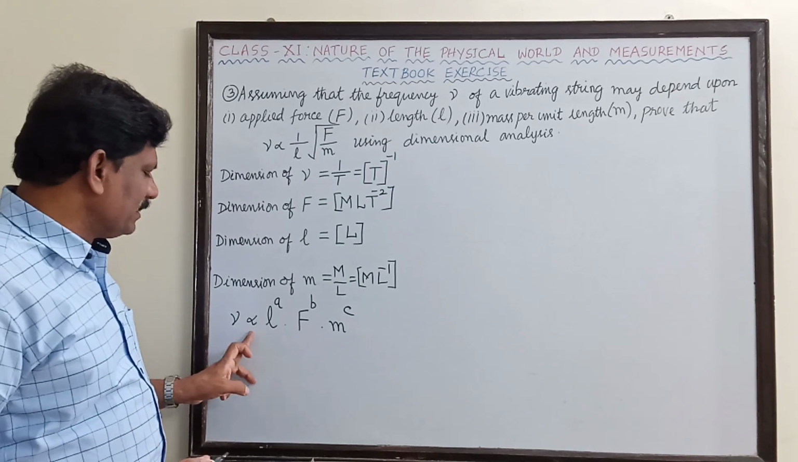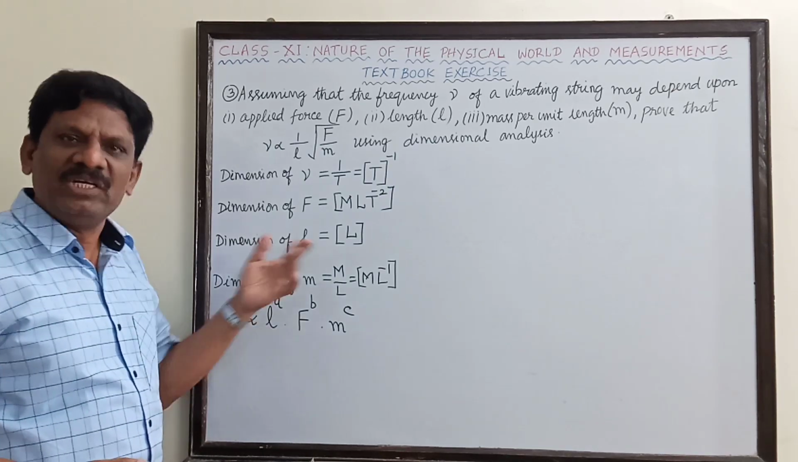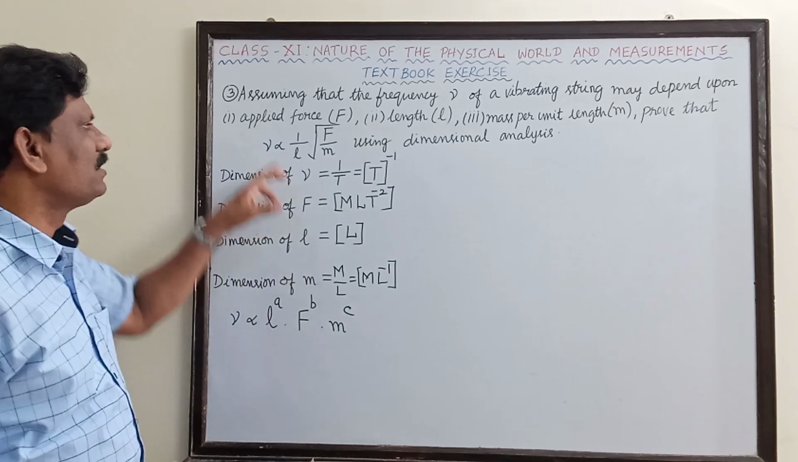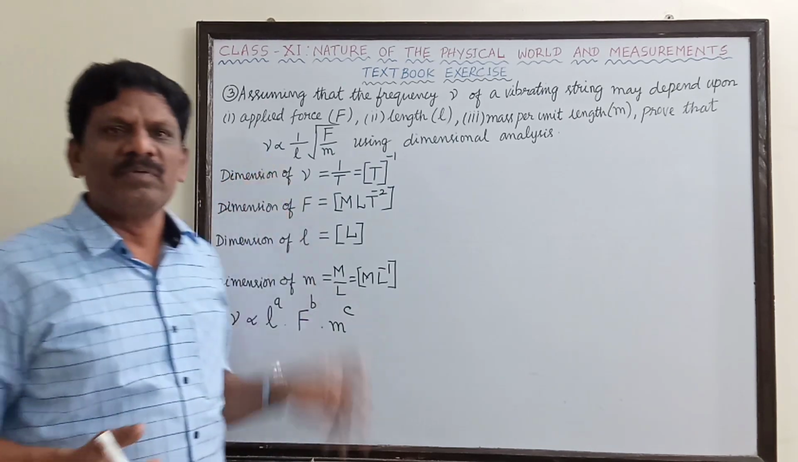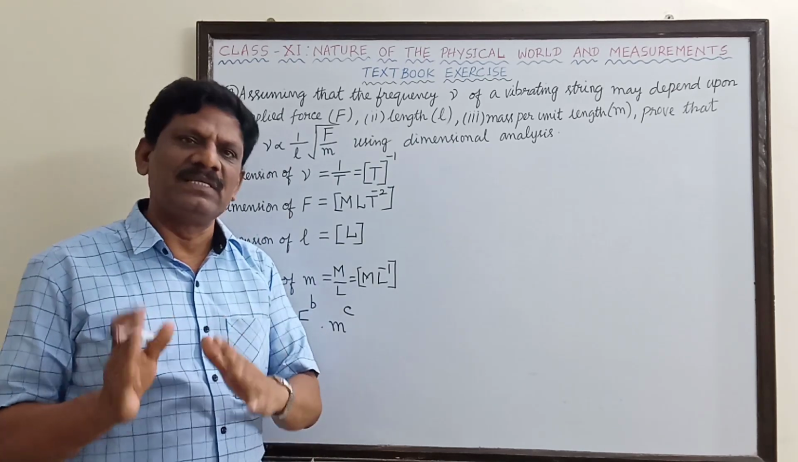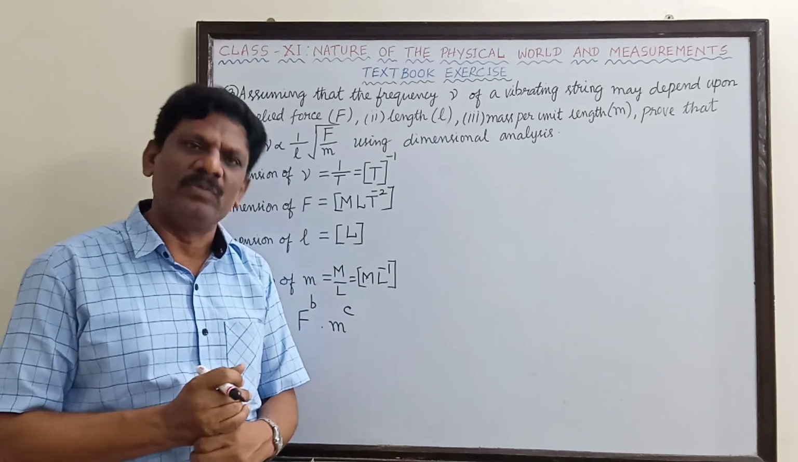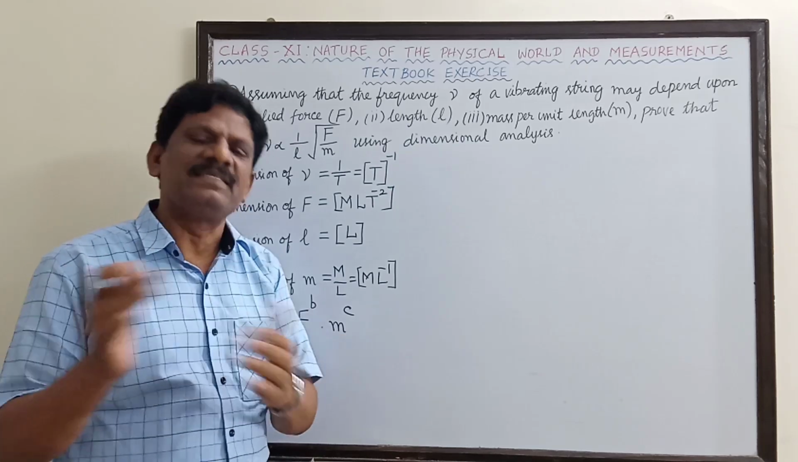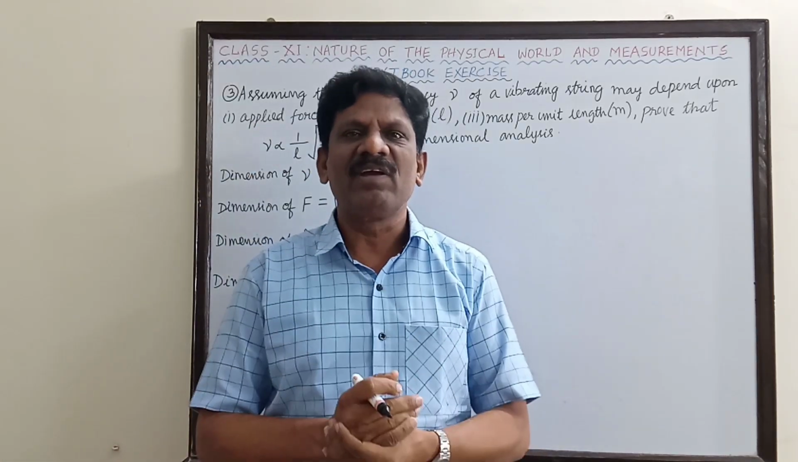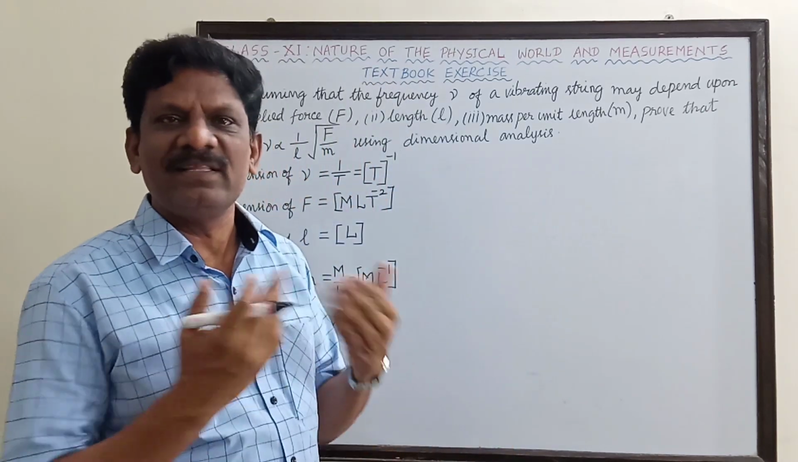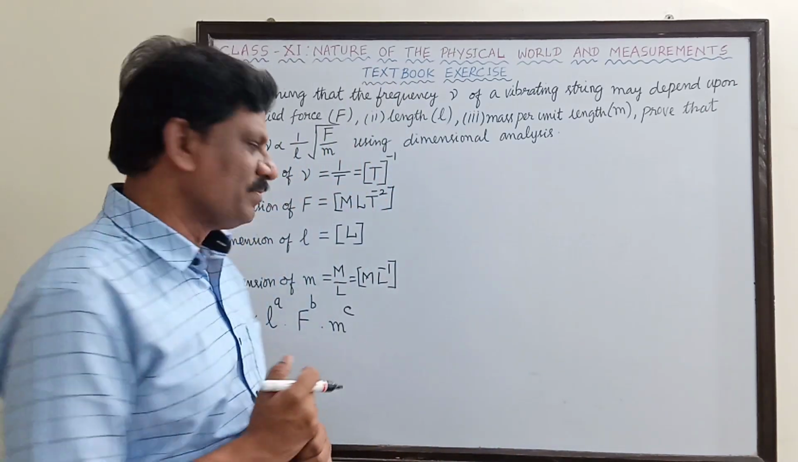Normally we write this equal to some constant k into and so on, but it is not necessary because we have to prove that it is proportional to. It is not the actual equation; we are not going to derive it. Just this proportion only we have to prove. Therefore, now I am going to equate the dimensional formula of the left hand side and the right hand side.